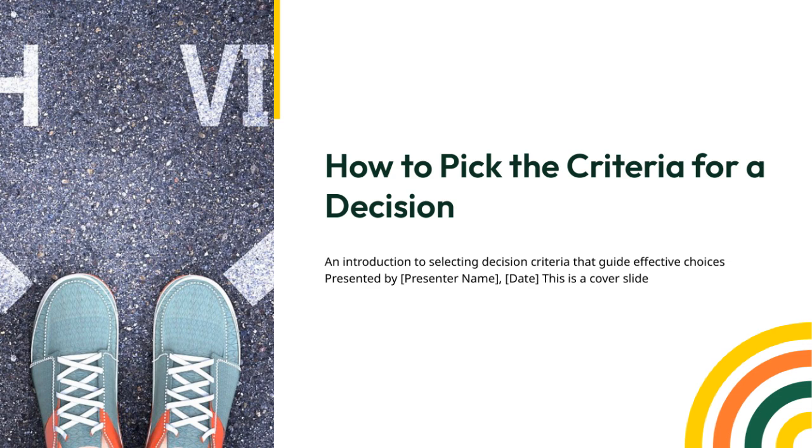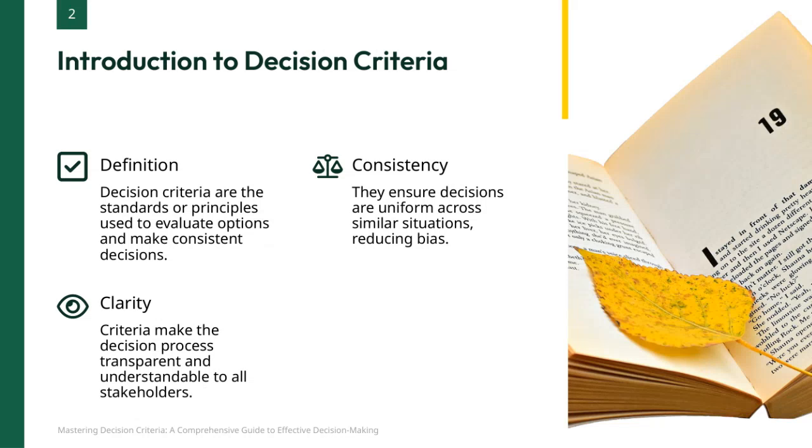Let's dive in. Let's start by defining what decision criteria are. Essentially, these are the standards or principles we use to evaluate different options so that our decisions remain consistent. Think of it as having a clear checklist that guides us through the decision-making process. Next, consistency is key. Using the same criteria across similar situations helps us avoid bias and ensures fairness. This way, every decision is made on a level playing field, which builds trust and reliability in our process.